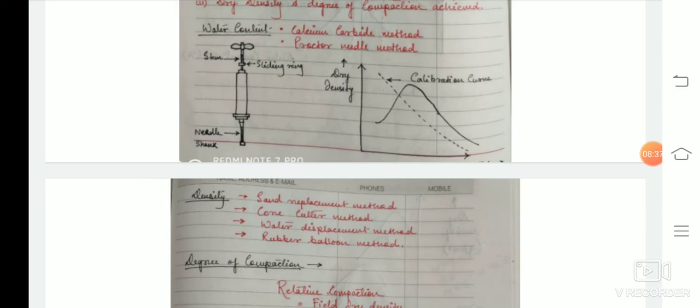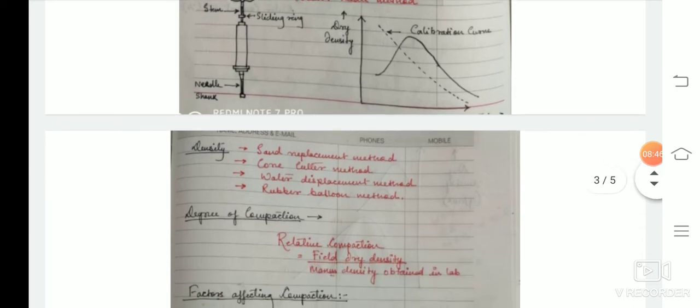The penetration resistance of the compacted soil in the field is determined with the proctor needle, and the water content can be read from the calibration curve.